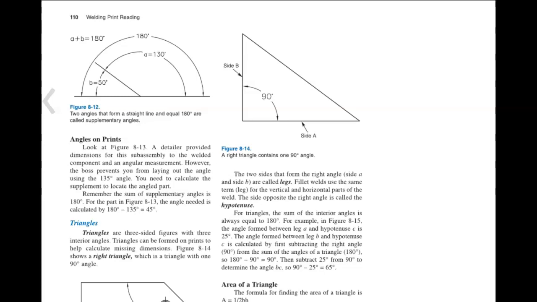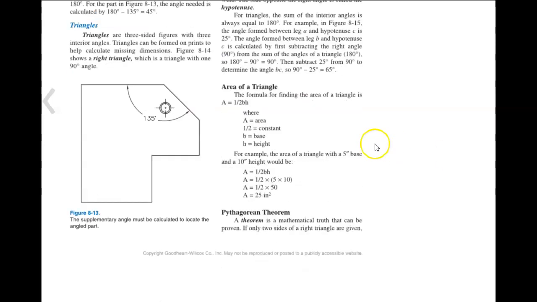Remember, the sum of the supplementary angles is 180 degrees. For the part in 8-13, the angle needed is calculated by 180 degrees minus 135, which equals 45. The supplementary angle must be calculated to locate the angled part.